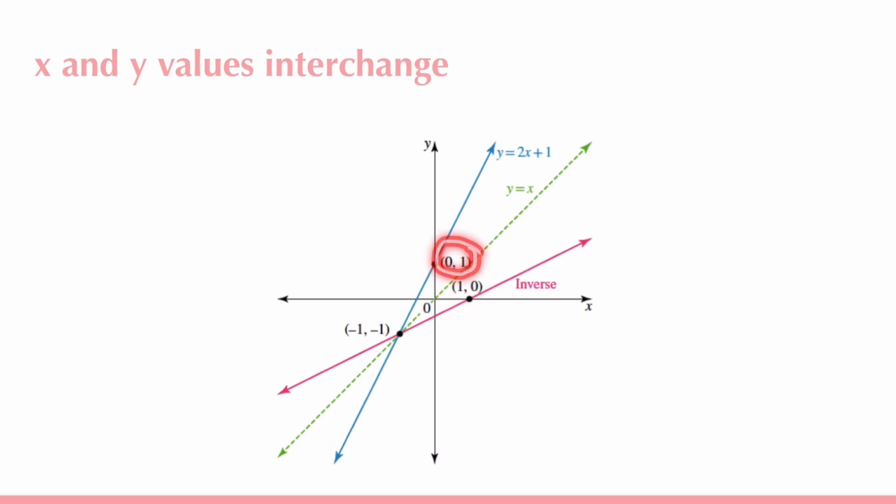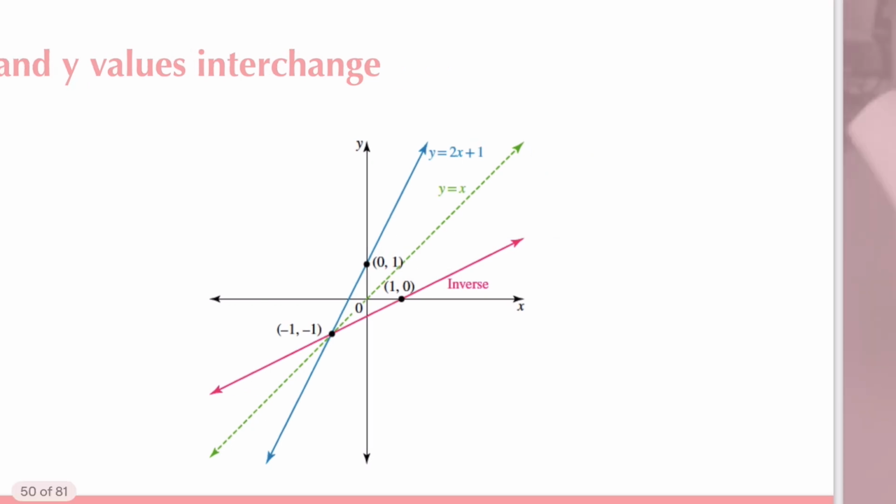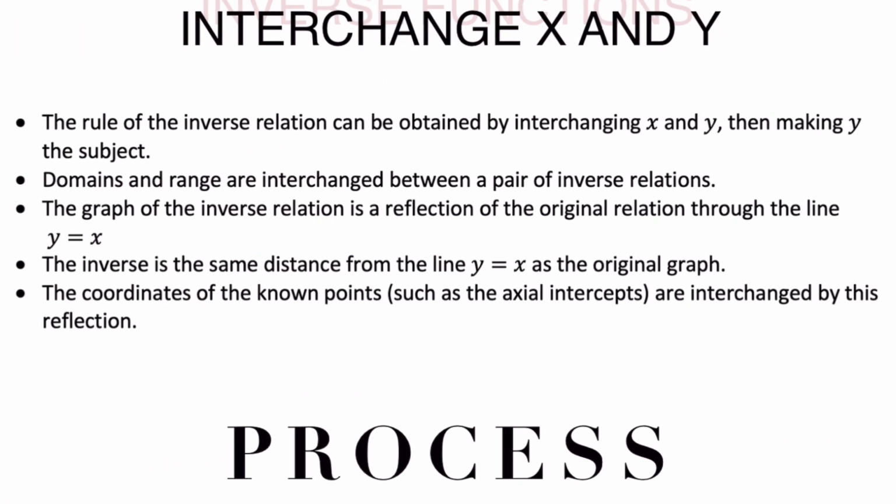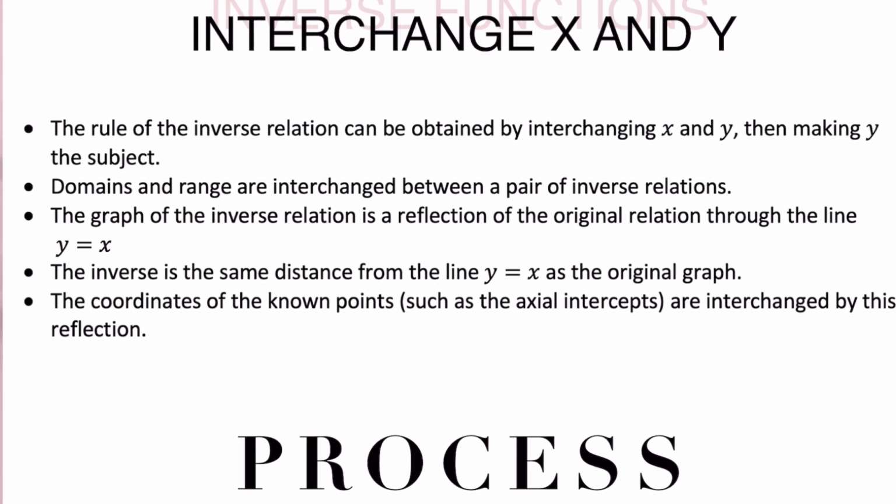The opposite of that would be 0, 1. So every single one of our x and y values flip, and that's what an inverse function is. To find the inverse function, we interchange x and y. The rule of inverse relations can be obtained by interchanging x and y and then making y the subject. Because we're changing x and y, so do the domains and ranges.